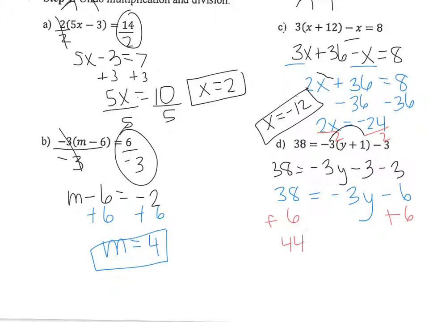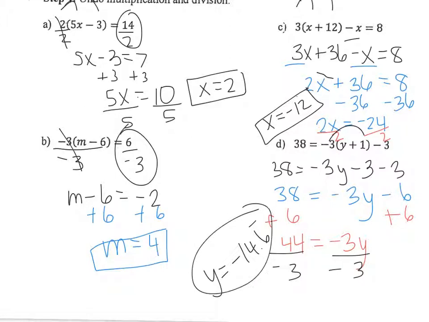So it's 44 equals -3y. And then divide both sides by -3. So y is -14.6 repeating if you put this in your calculator.